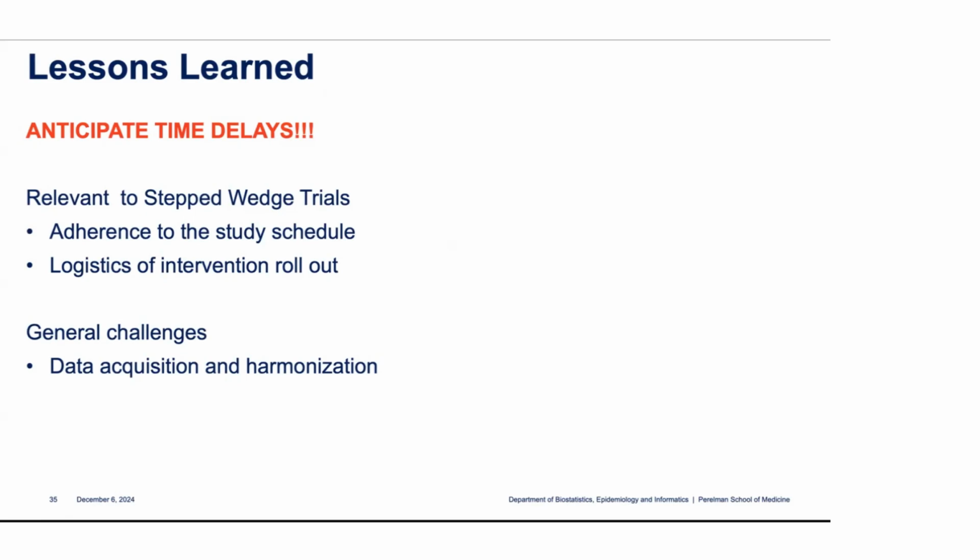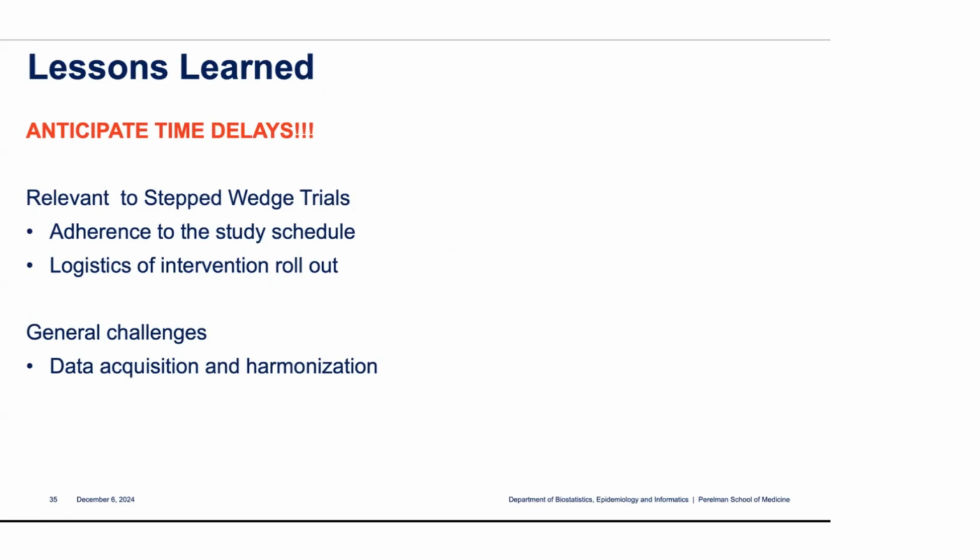And so when thinking about whether you want to use a stepped wedge trial in your implementation research, think about the logistics of the intervention rollout and whether it requires a lot of coordination across a lot of different people, because that can lead to delays that really challenge adherence to the randomized study schedule.